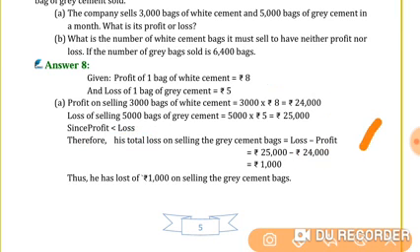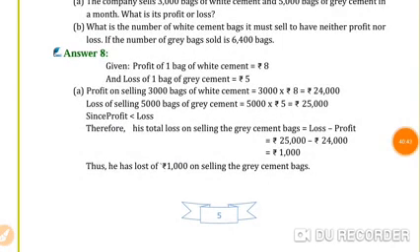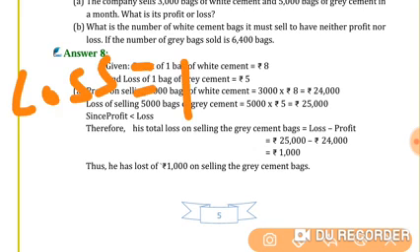Then see question B. What is the number of white cement bags it must sell to have neither profit nor loss if the number of grey bags sold is 6,400? So see the question. To have neither profit nor loss means we should not get a profit or loss. That means loss equal to profit we must get.